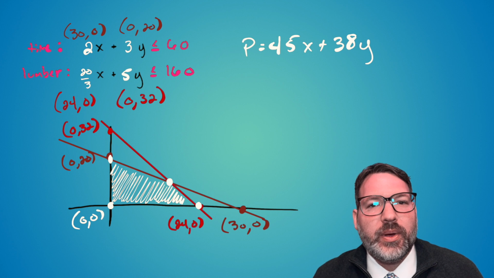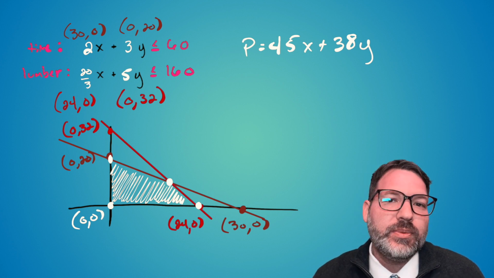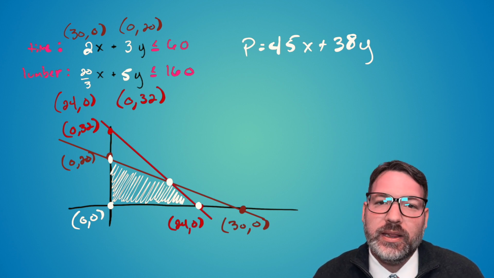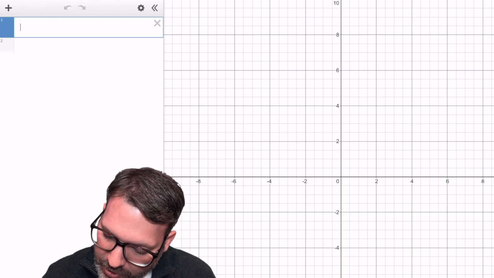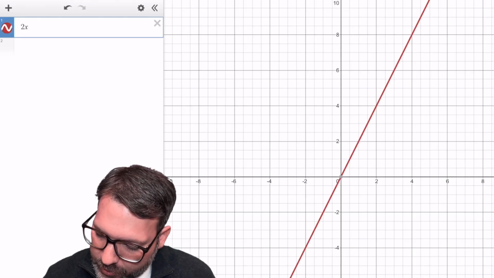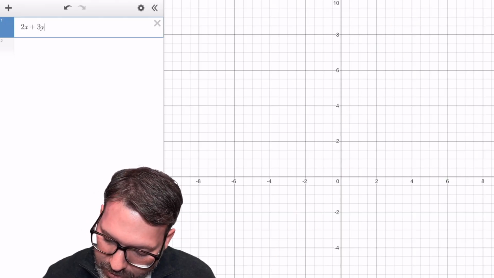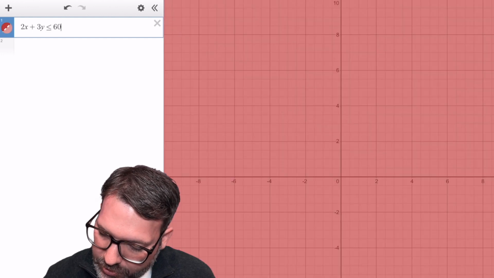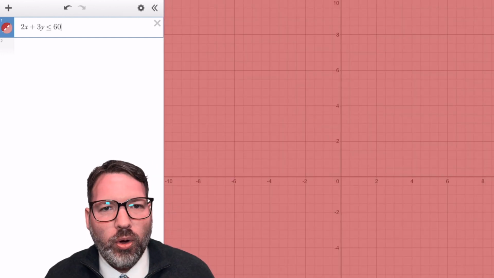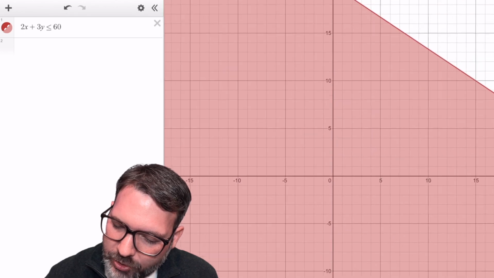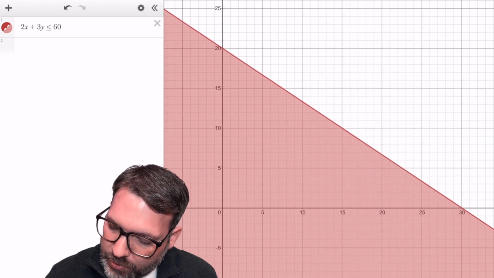You could solve that by hand, but at this point I'm going to go ahead and type this into my graphing calculator and let it do the hard work for me. I'm going to use Desmos, but any graphing calculator would do. So again, 2x plus 3y was less than or equal to 60. Oh no, the whole coordinate plane is shaded in. Just zoom out a little bit. We just need the numbers to be a little bit larger.